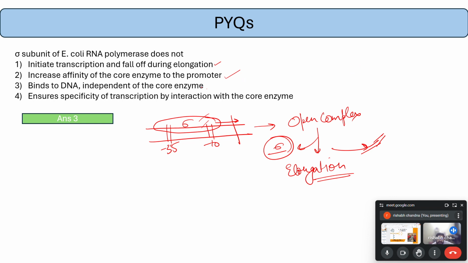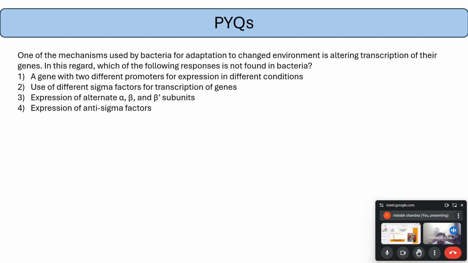So it basically cannot bind to the DNA independent of the core enzyme. Okay, so it will bind only in the presence of RNA polymerase because it cannot initiate the transcription on its own. So only the binding procedure can be done by the sigma, but the transcription has to be initiated with the help of RNA polymerase. Okay, so the correct answer is option 3. It can bind to the DNA, but it cannot bind to the DNA independent of the core enzyme. Okay, so moving on to the next question.